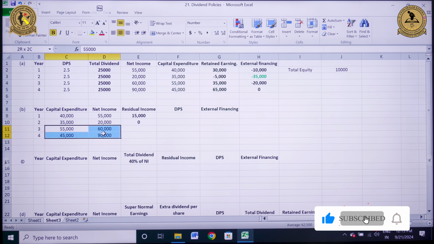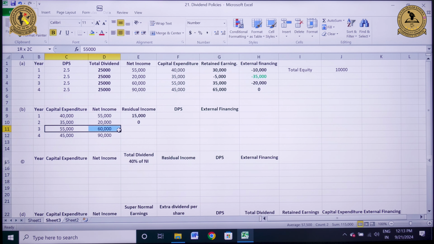In year 3, the net income is 60,000 and the capex requirement is 55,000. So the residual income will be net income minus capex, that is 5,000. In year 4, net income is 90,000 and the capex requirement is 45,000. So my residual income will be 45,000 in this case.